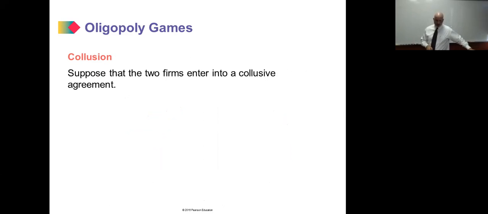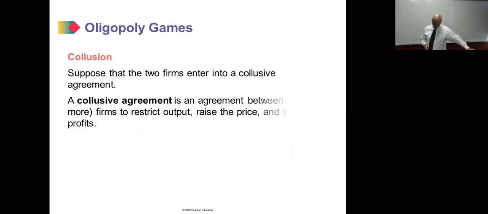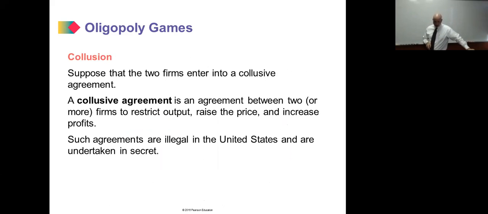All right, now let's assume that the 2 firms enter into a collusive agreement. Remember, they get together in a boardroom or behind the back alleys, and they decide they're going to price fix. So this is what we would call a collusive agreement. And they are illegal in the United States and therefore undertaken in secret, hence this meeting.